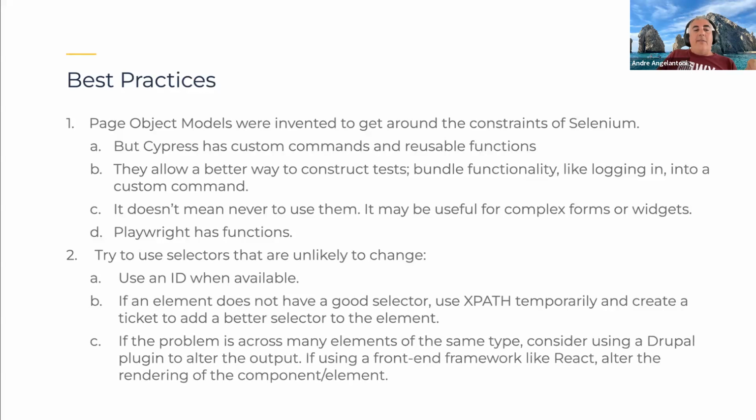Let's see. If there's a problem with missing selectors across many elements of the same type, like you have a component that shows up, it's a little tougher when you're using front-end frameworks, a little easier when you're using Drupal's built-in method of rendering pages, but you can write a little Drupal plugin to alter the output. Everyone should remember that you can always do that. So if you're missing something, go ahead, write the plugin that rewrites the output of the HTML and gives an element or a selector that you can actually use.